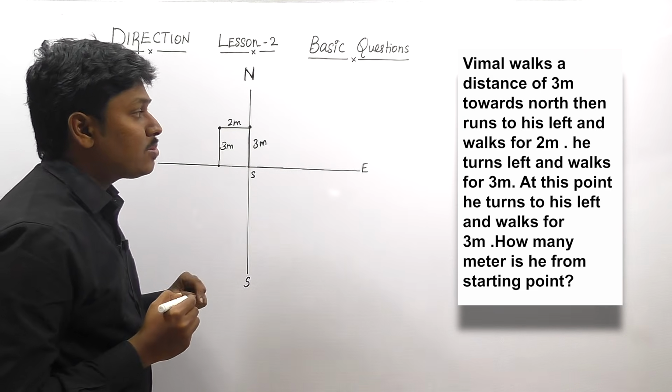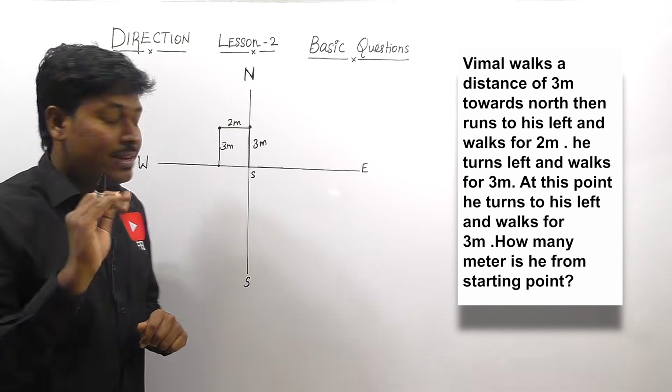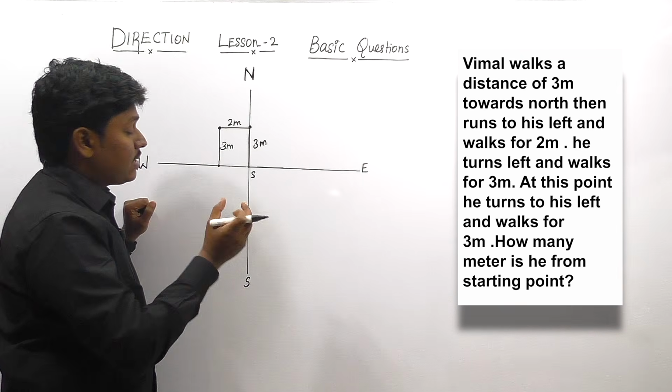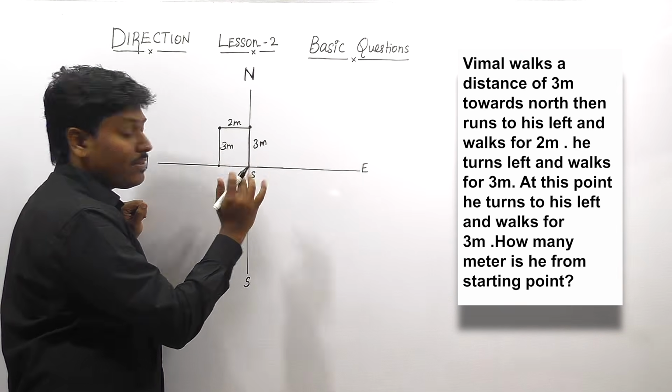Now finally he is at this point. At this point he turns to his left and walks 3 meters. Friends, listen carefully, the important line. From this point he is turning left and walks 3 meters. Friends, this distance will be 2 meters. But after turning to his left he is covering 3 meters.